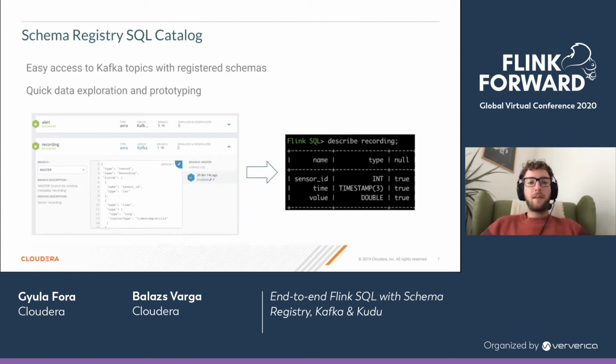For every schema that is defined in the Schema Registry, the Flink SQL Schema Registry Catalog will create a table for the corresponding Kafka topic automatically, and we can directly access these tables without having to write any create table statements. This allows for a very quick data exploration and prototyping for the users, and also lowers the barrier of entry for people who are coming from the SQL world. Let's look at a quick demo on how the Schema Registry Catalog integration looks in practice.